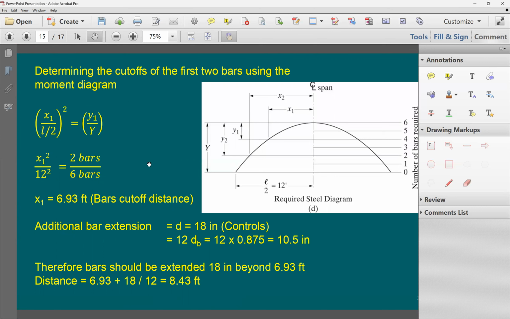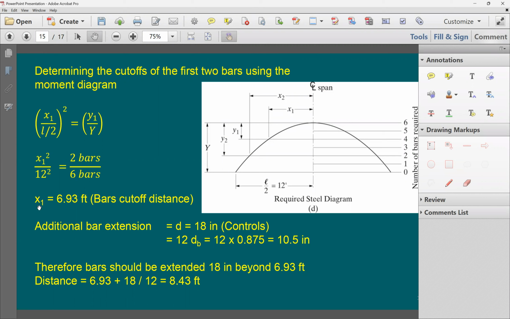Let me just jump to this slide. I'm going to go back again and explain it a little bit more. Because it's a second degree parabola, I can say that X1 divided by this distance, 12 feet, squared, is going to be equal to Y1 divided by the big Y. This Y1 divided by the big Y is going to be equal to 1/3, as this is represented by 6 rebars, and this one represented by 2 rebars. Let's say 2 divided by 6 is going to be 1/3.